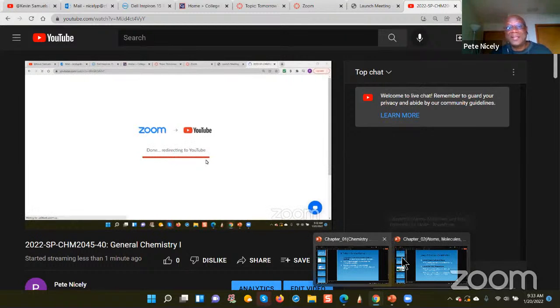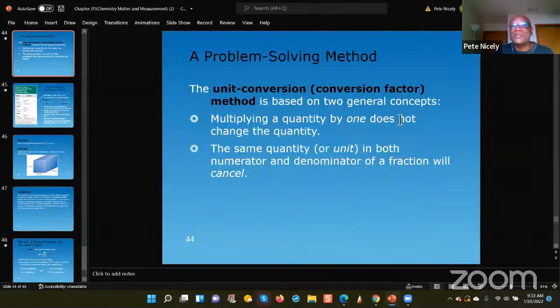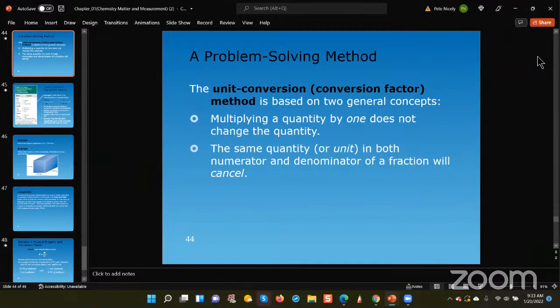So I know we didn't finish chapter one. I'm trying to remember. Can somebody tell me, did we do this part right here? Conversion factors and using conversion factors to do conversions from one unit to another. Can someone tell me if we have actually done that? Yes, I think we did.